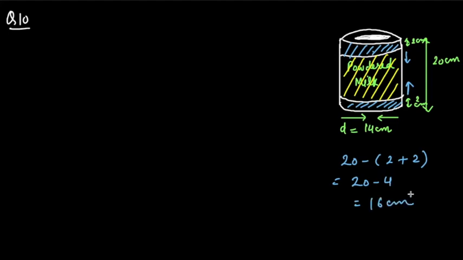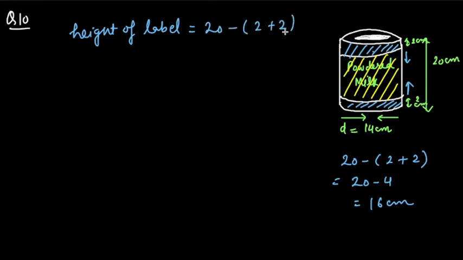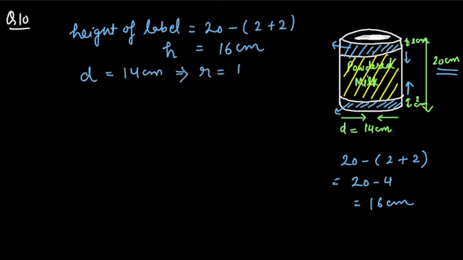Height of the label will be 20 minus 2 plus 2. Why are we subtracting 2 and 2? Because the total height of this container is 20 centimeter, but when the label was placed on the container, it left 2 centimeter distance at the top and 2 centimeter at the bottom. So height of label will be 20 minus 4, it means 16 centimeter. Diameter is 14 centimeter, which implies the radius will be 14 upon 2, meaning 7 centimeter.